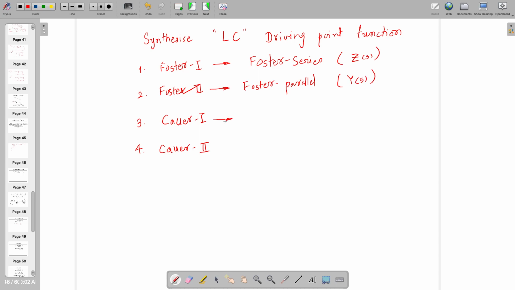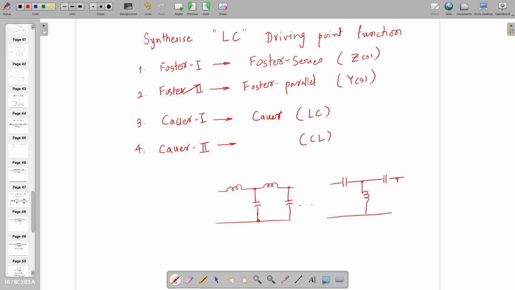And Coir 1 and Coir 2, this is an invented name by myself, so do not consider that as a more general name. But Coir 1 I call LC and Coir 2 I call CL, because when we are drawing them, the first element in Coir 1 is L, second element is capacitor, and in the case of Coir 2, first element is capacitor, second element is inductor, and so on.